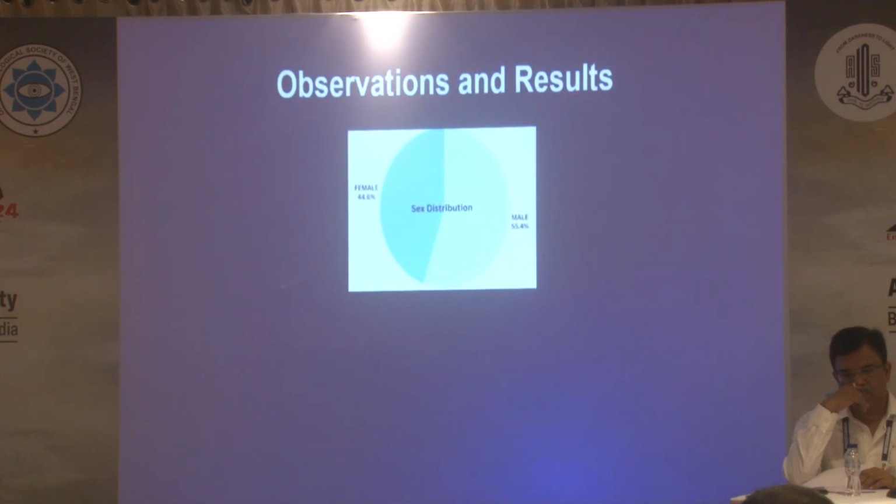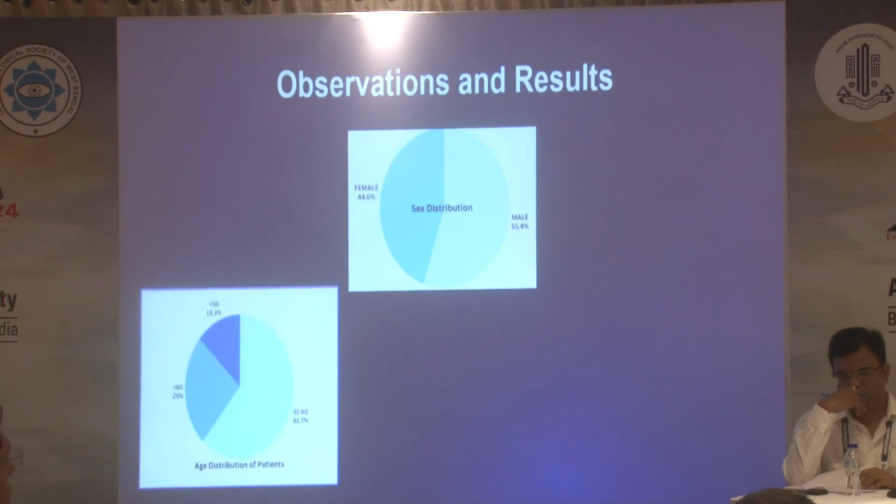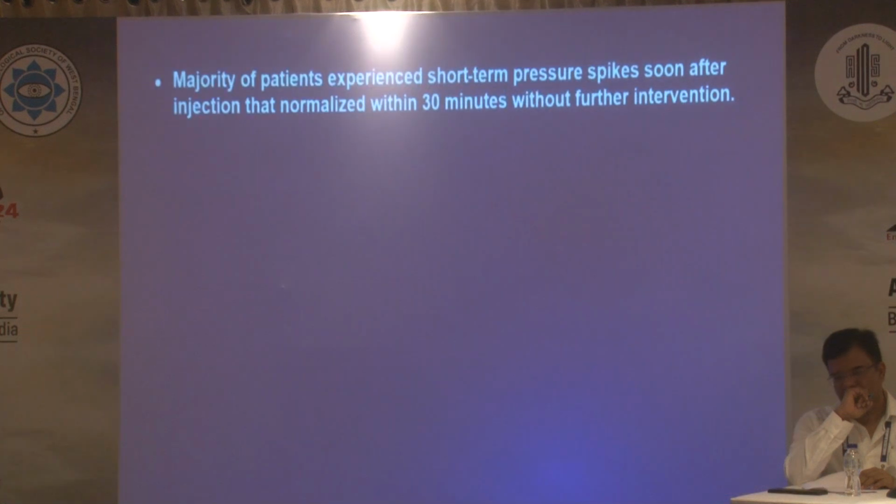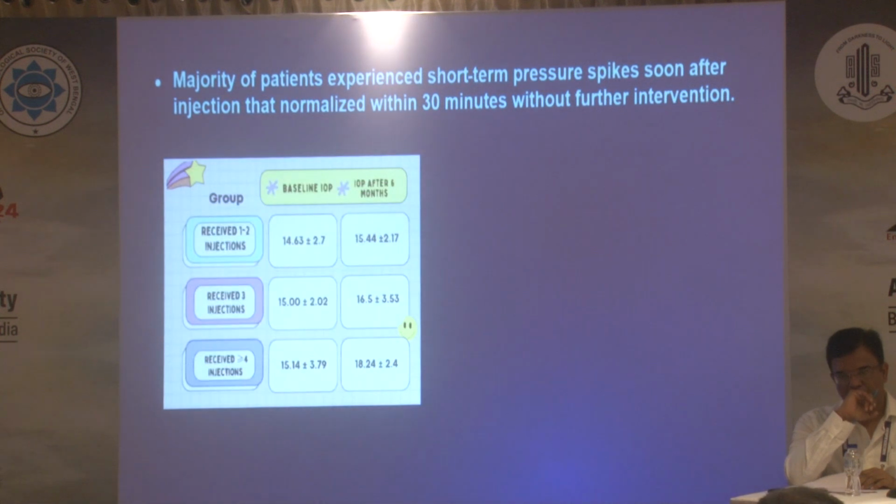It was observed that around 55 patients were male, whereas 44 patients were females. Most of the patients lay between the age group of 51 to 60 years, and the major etiology was diabetic retinopathy with macular edema followed by ARMD, followed by vein occlusions. Majority of the patients experienced short-term pressure spikes soon after injection that normalized within 30 minutes without any further intervention.